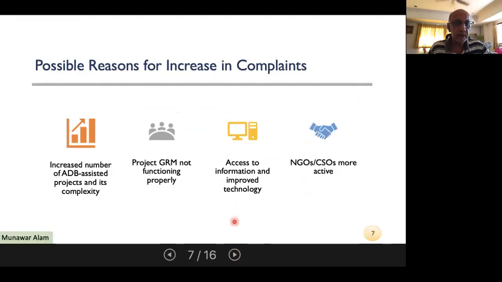The number of complaints in recent years has definitely risen. And there are a number of reasons for that. One is, of course, that ADB's commitment is increasing. ADB is also processing much more complex projects. Earlier, for example, if it was a road project, it could be a rural road project, or it could be a state highway, and may have upgrading and not much widening, so less land acquisition requirement.